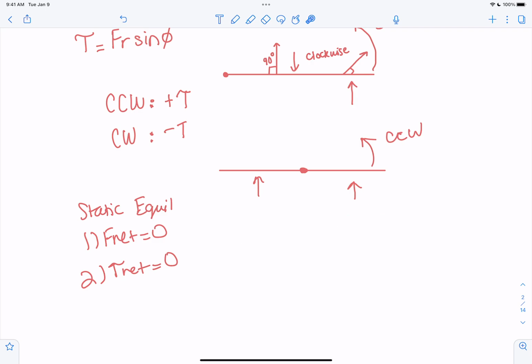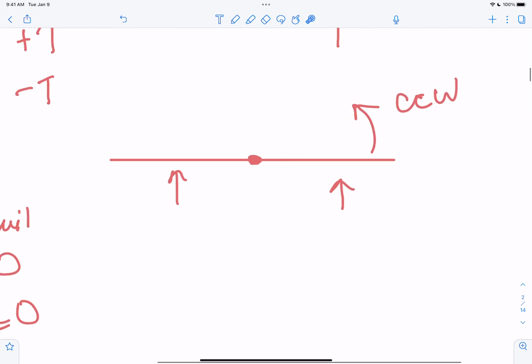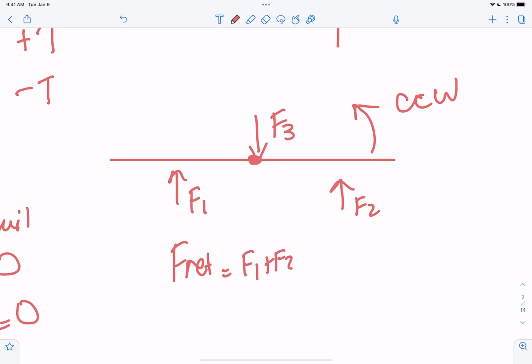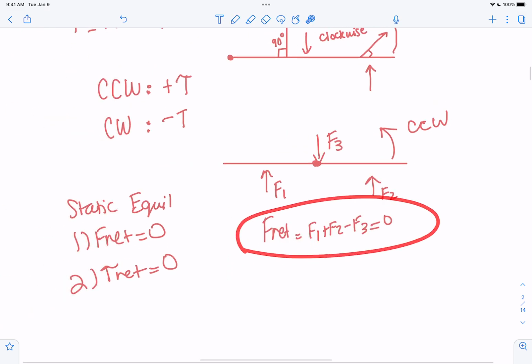Now, say for example, there is no movement that we observe. Then theoretically, there would be a third force pointing downwards, for example, on the pivot, that would cancel out the sum of both of these forces. So if you were to write an F net, it would be like, okay, well, this is F1, F2, and there's F3 here at the pivot, right? So F1 plus F2 minus F3, and that's equal to 0. So there's no net force, right?